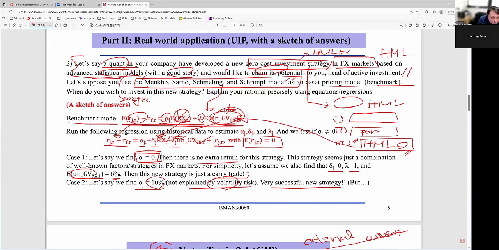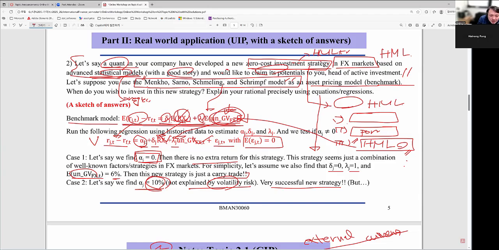How do you test that? You're gonna run these regressions and you're gonna test on the alpha. If alpha is not equal to 0, that means that what you find is the new strategy. You have to explain this step, right, to get the perfect mark.